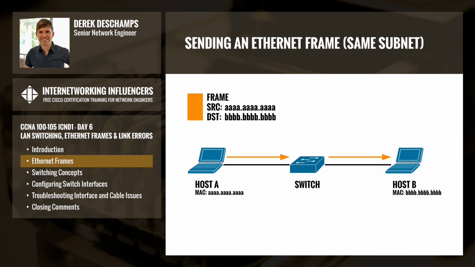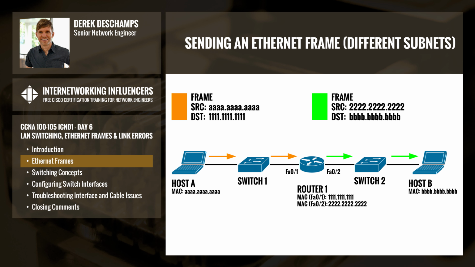If host A and host B were on the same subnet, and host A wanted to send an IP version 4 packet to host B, it would encapsulate the packet in an Ethernet frame, containing its own MAC address as the source and host B's MAC address as the destination.